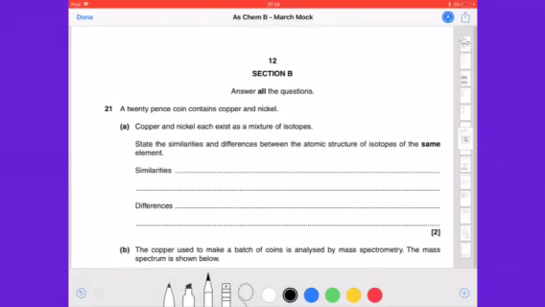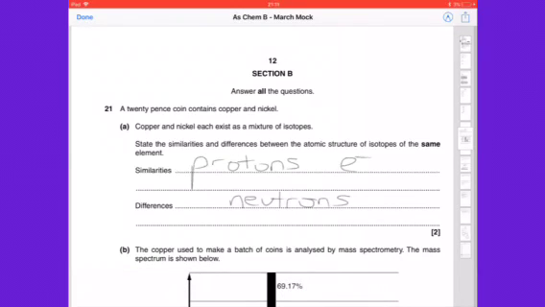Okay, for question 21, what you have to do is analyse the similarities and differences between atoms of the same isotope. So the similarities that they have are the number of protons and electrons. The difference is the number of neutrons. Okay, so that's your answer to get 2 marks for this part. So the number of protons, electrons, and the number of neutrons.